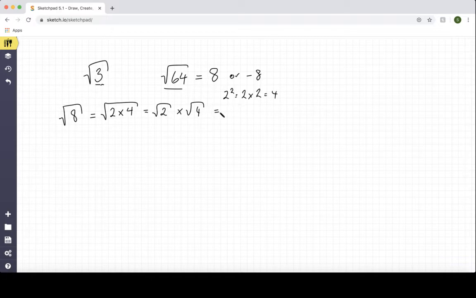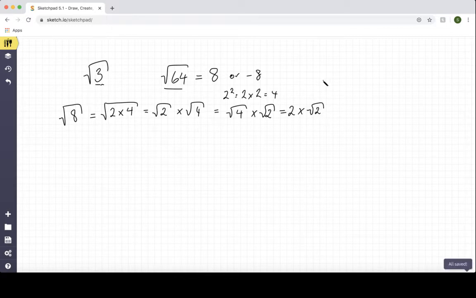Because it's multiplication, we can swap these numbers around, so I'm going to do that. This is equal to the square root of 4 times the square root of 2. We're just swapping the numbers around, but that doesn't affect it because it's multiplication. And we know that the square root of 4 is equal to 2, so we can substitute this for 2. So we get 2 times the square root of 2.